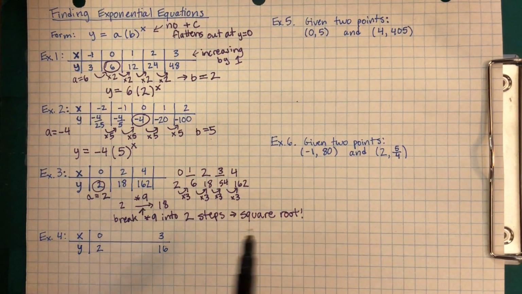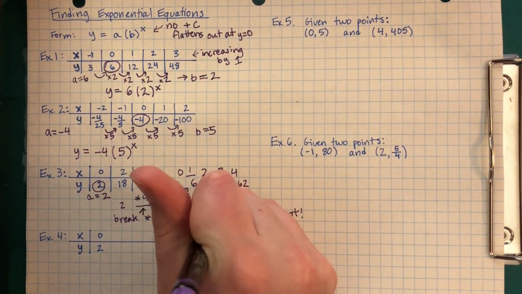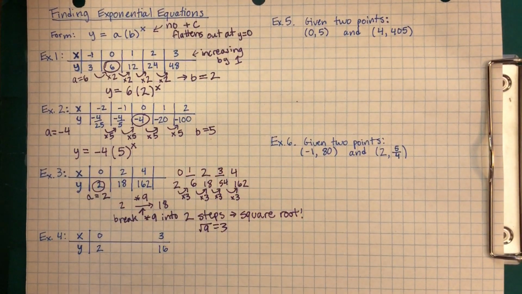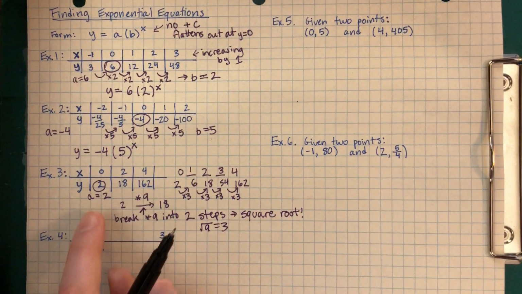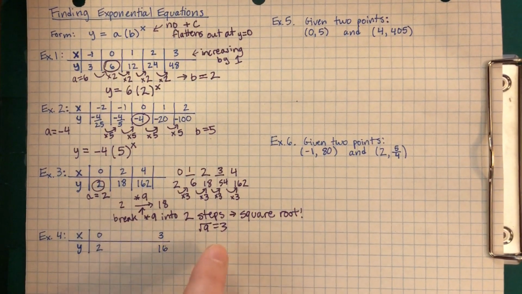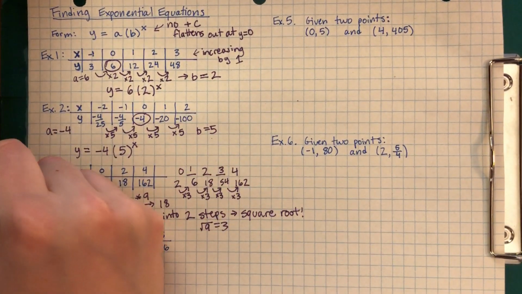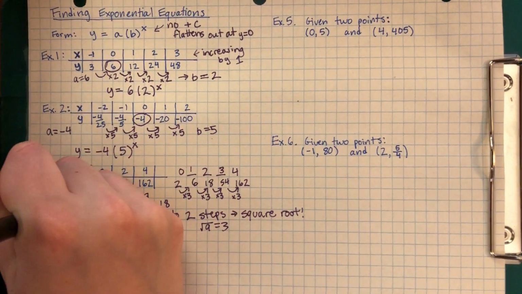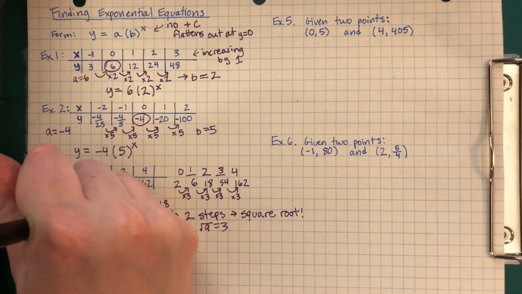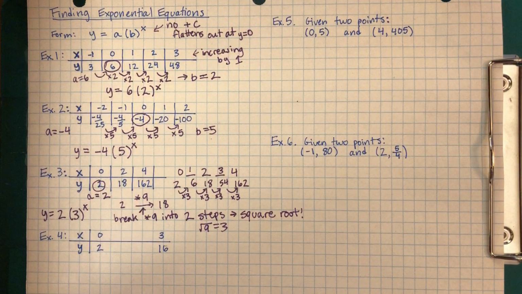Okay. Either way, I found that A is 2 and B is 3. So that means my equation is 2 times 3 to the x. Okay, let's do another one.